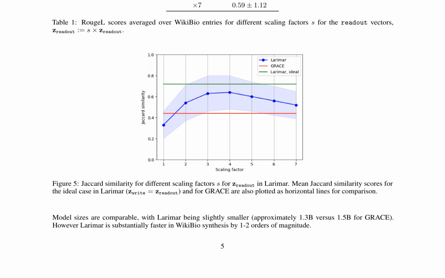The results indicate that while Larimar has smaller model sizes compared to Grace, it significantly outperforms Grace in terms of synthesis speed, demonstrating a trade-off between model size and computational efficiency. The importance of finding an optimal balance between model size, computational efficiency, and performance metrics such as Rouge L and Jacquard similarity scores is highlighted. This underscores the ongoing research efforts in optimizing text synthesis models to achieve high-quality outputs while minimizing computational resources.